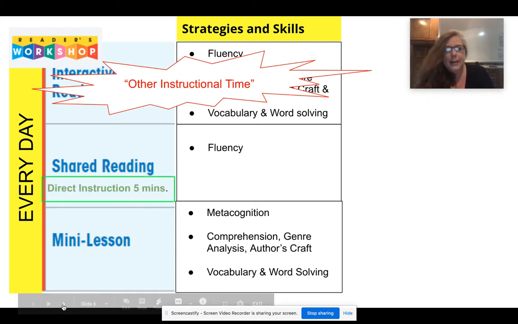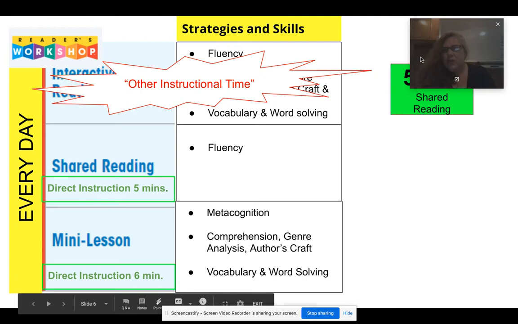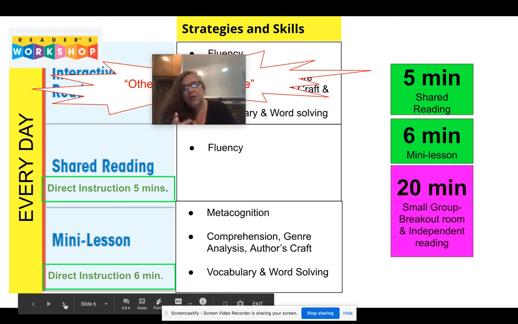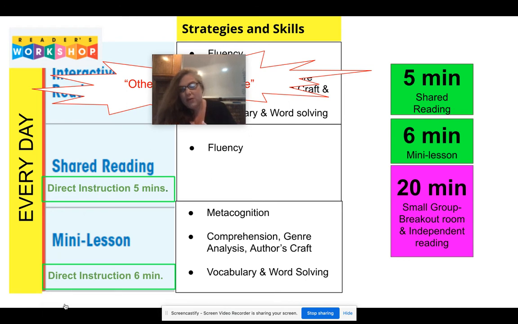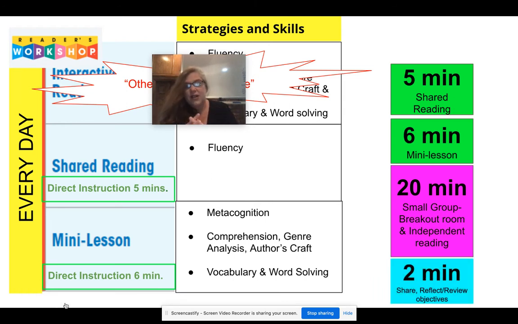one day. So remember that this is direct instruction for 5 minutes, and another 6 minutes of direct instruction here. So we have 5 minutes of shared reading, 6 minutes of a mini lesson, and then don't forget that we have that 20 minutes where you would work with a small group in a breakout room while the rest of your students are working or reading independently. And then we have that 2 minutes where we come back together, share, reflect, and I suggest reviewing the objectives.